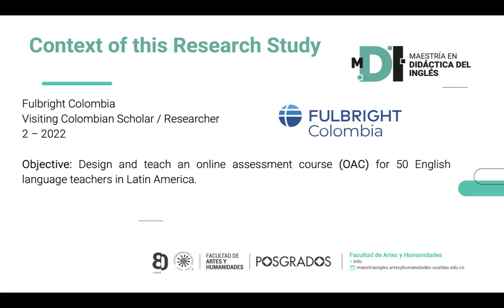The objective of the whole project, which was sponsored by Fulbright Colombia, was to design and teach an online assessment course for 50 English language teachers in Latin America. I wrote a proposal that aimed to involve 50 English language teachers in Latin America. At the end, we had 14 or 15 teachers who completed all of the stages, the 2 stages in the project. I will be giving you more details about that in a little while. But this was the objective of the whole project, which was, thank God, achieved successfully.